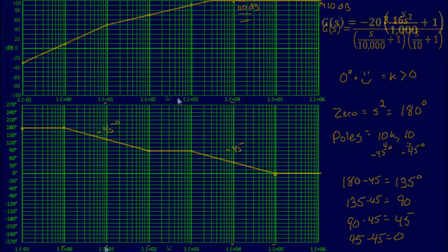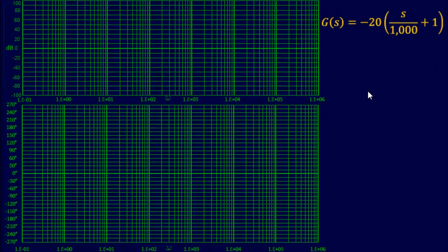Let's do one more. All right, last problem. This one's actually not too difficult. It's actually smaller than the other two. We have a transfer function here, but however, it's a negative transfer function. So this one is going to be a little bit more interesting compared to the other two. Same method as last time. I'm going to find our Bode gain.